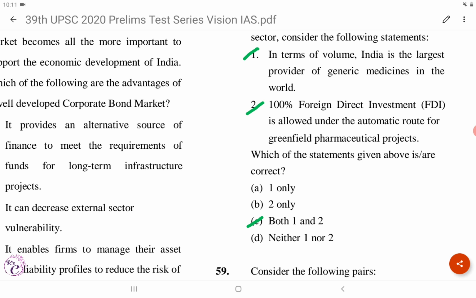Statement 2 is correct. 100% FDI is allowed under the automatic route for greenfield pharma. 100% FDI is allowed in brownfield pharma, wherein 74% is allowed under the automatic route and thereafter through the government approval route. The report of the Hathi Committee 1975 is an important landmark in the development of the Indian pharmaceutical industry.